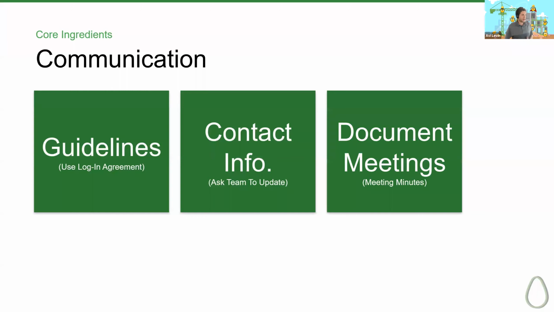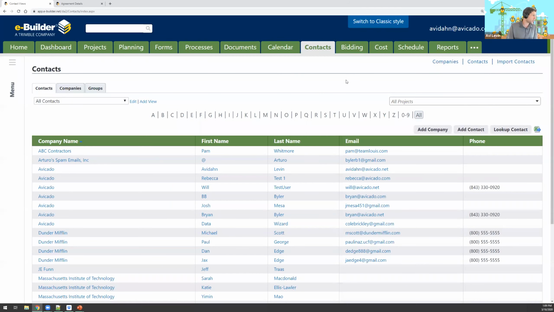And third, and I think the most important, is to document your meetings. And this is where the passive communication comes in. You want people to be able to get information on projects passively, now that they can't simply walk up to someone and ask. And the meeting minute module is a great way to do that in eBuilder, to ensure that everyone who has access to the same project can find the information they need.